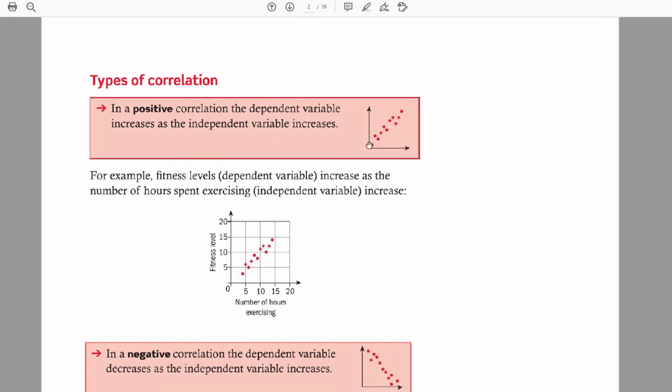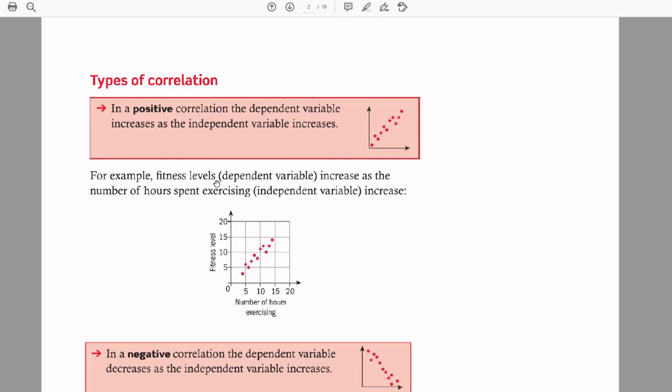If that line is going uphill, then it's called a positive correlation, because it means that when one variable increases, the other variable increases. In general, we have the independent variable on the x-axis and the dependent variable on the y-axis. The independent one is the one that you can kind of fix in a way. But in some cases, we can't really have an independent and a dependent, so it doesn't really matter which way around they are then.